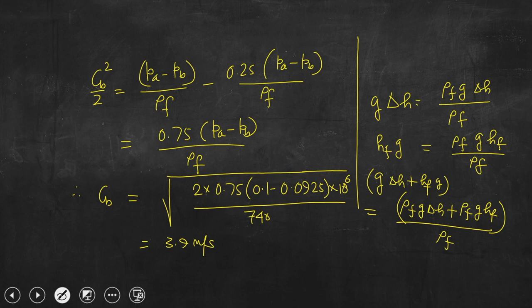So, now this C B is the velocity of fuel at the orifice at section BB. So, once we know this C B, what we can do?